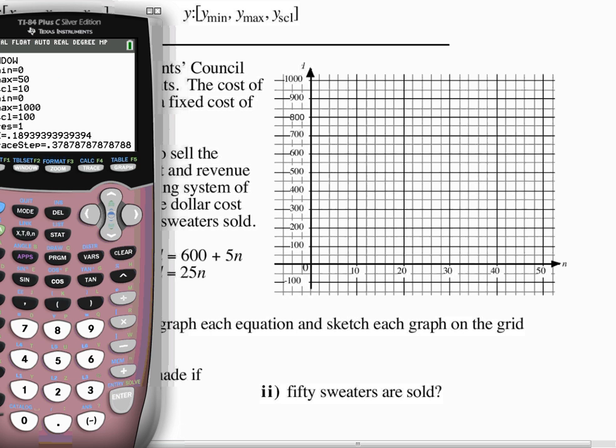So back to my window settings. X from 0 to 50, and then scale is 10. It's going up by tens. And y from 0 to 1,000, and they're going up by hundreds. Change our windows. Okay, all right, we good? We got the graph. Yes. So how do I graphically find the intersection point? Second trace, 5, enter, enter, enter, and there it is, 30 and 750.